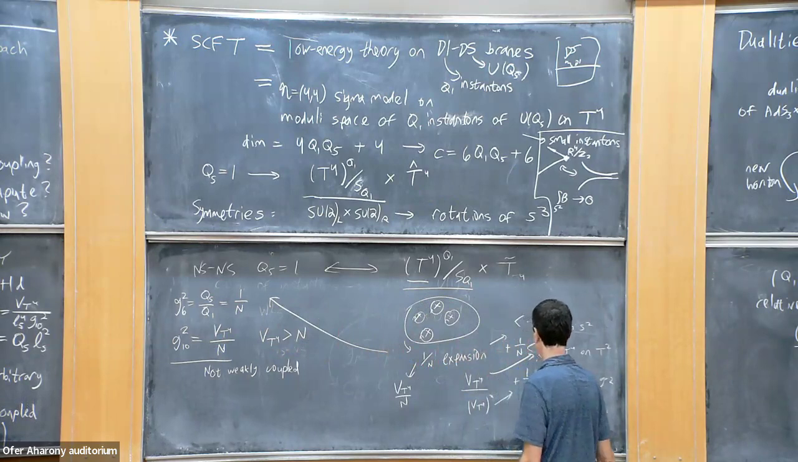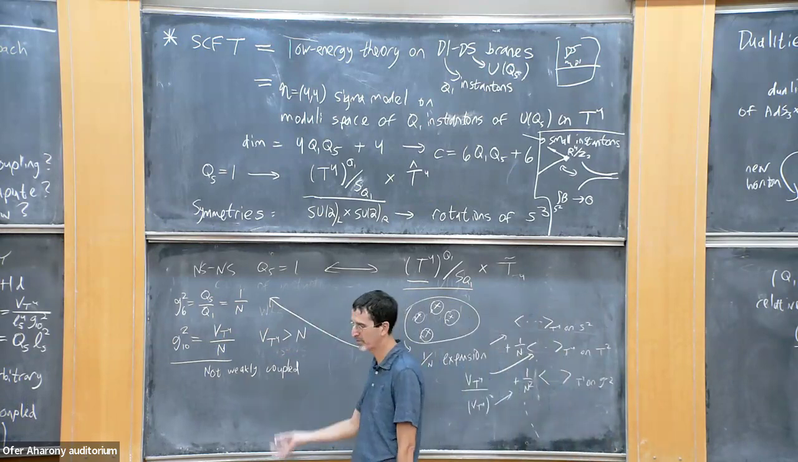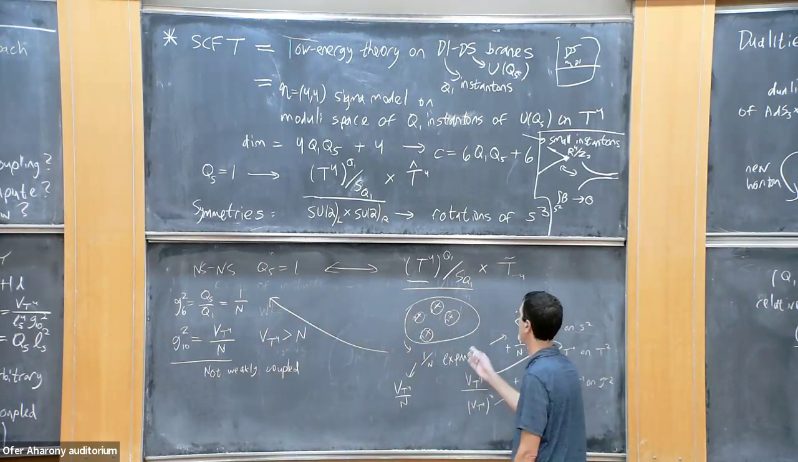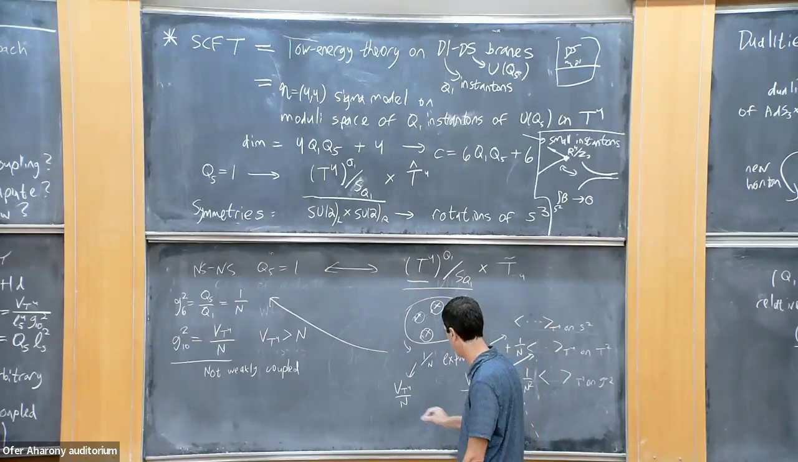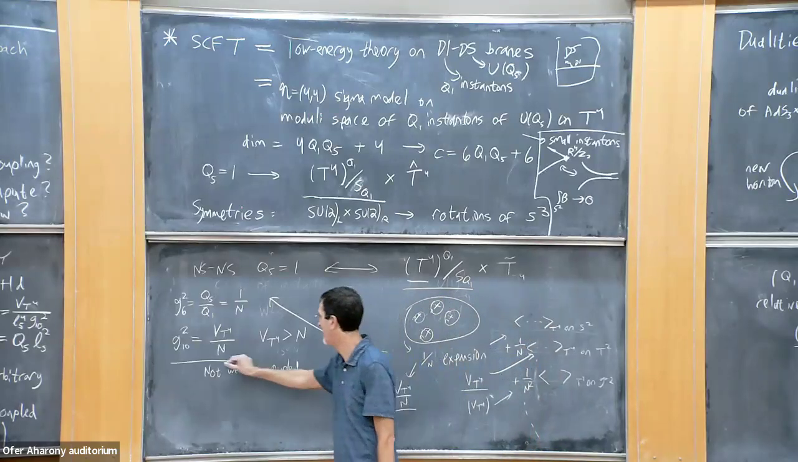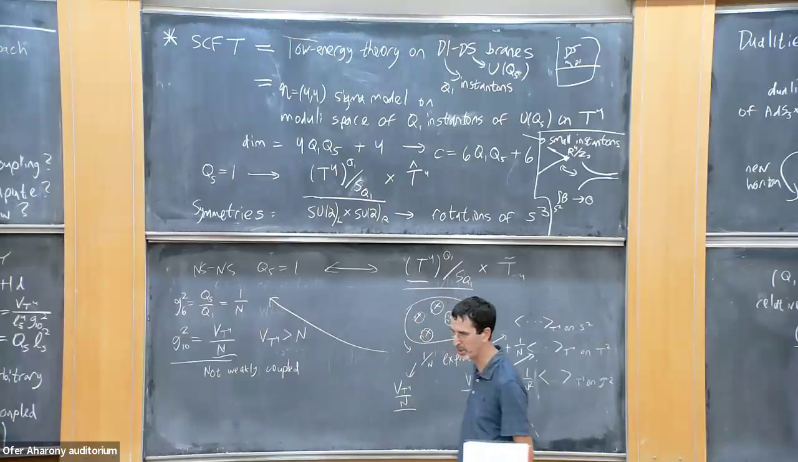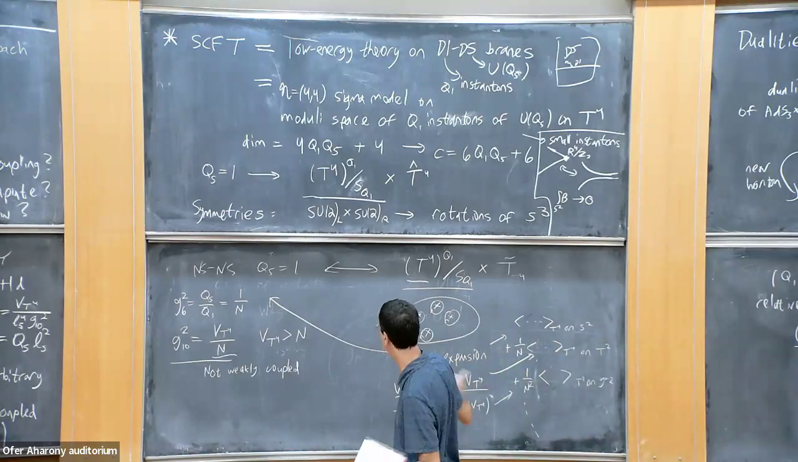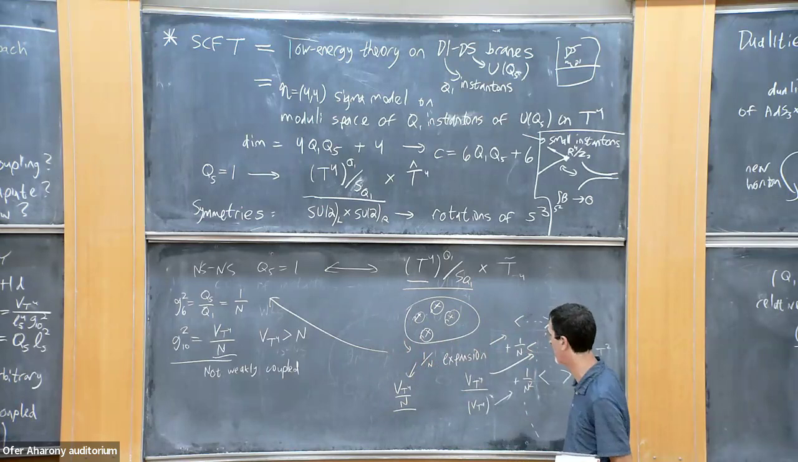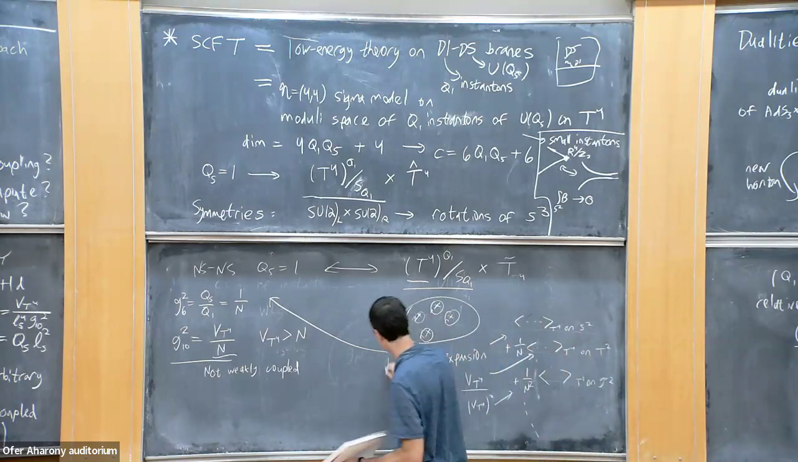So on both sides, we see that even though formally we have a 1 over n expansion, the expansion in practice for very large volumes turns out to be an expansion in the volume over n, and therefore it breaks down on both sides. So that resolves this apparent mismatch between the two sides.